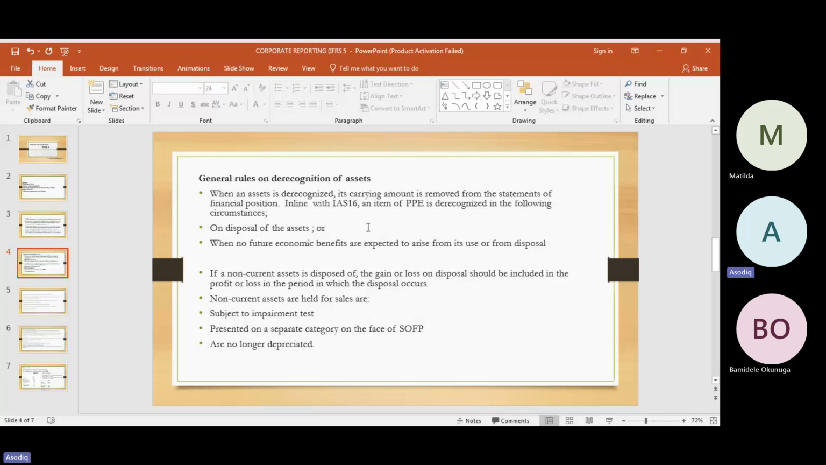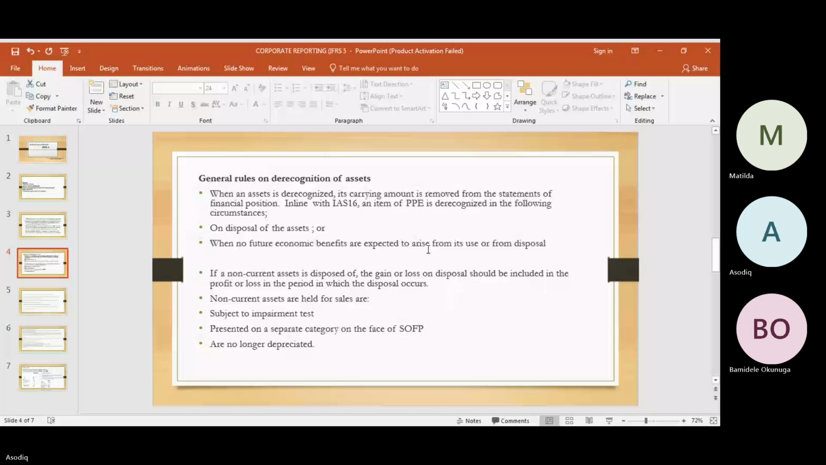Or if it is a group, a subsidiary department or subsidiary company, they have to work, they have to be done in order not to affect the movement of transactions of that particular company.